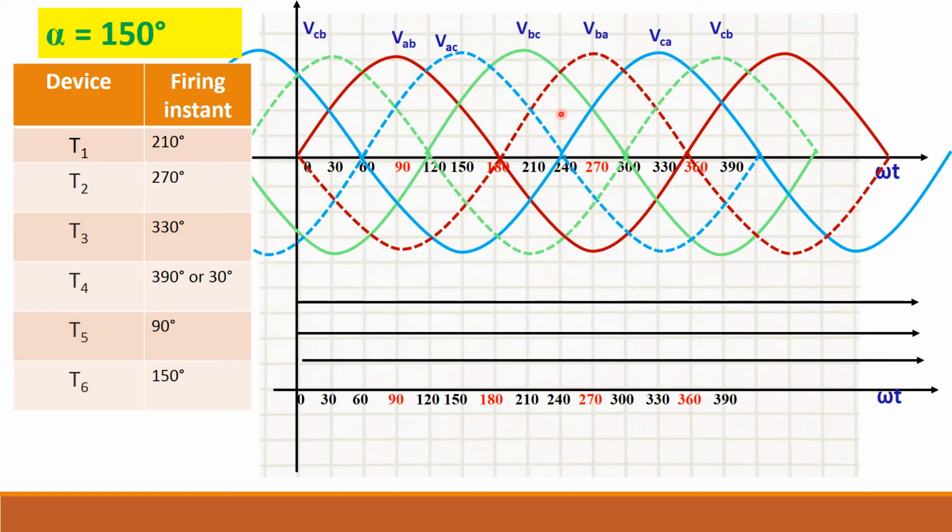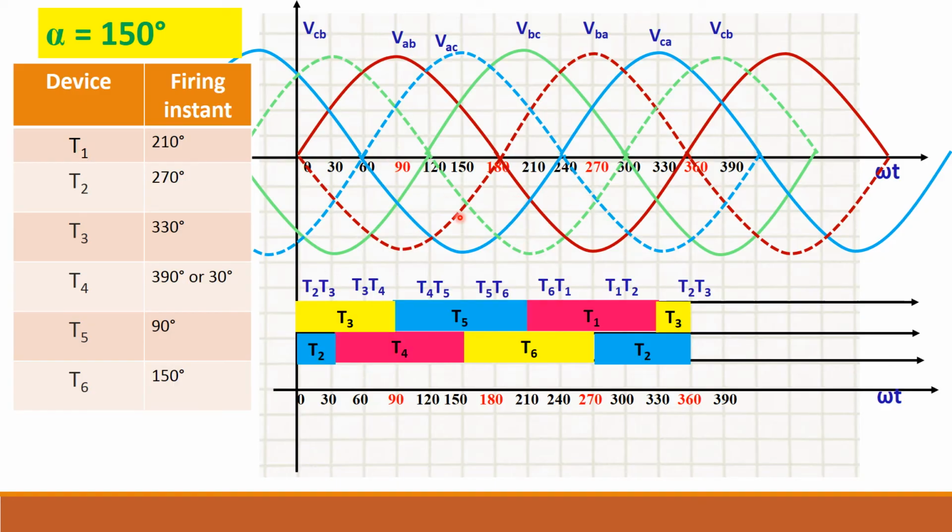Now we will mark the instants. So T1 should start at 210 degree. So 210 is here. So T1 is starting here. Okay, see here, this pink color, T1 starts here, and T2 starts at 270 degree. So 270 is here, you see, I have taken T2 here. Like this you can mark everything and mark the combinations.